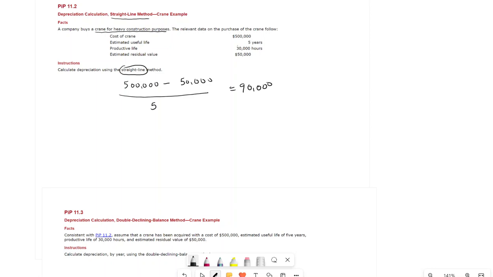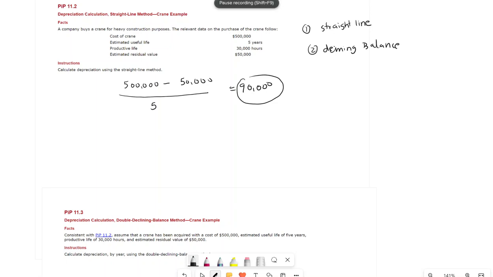Now, why did they give us the productive life? This is if the question was asking you to do a different type of method, and I wanted to explain a little bit more. There are different depreciation methods, and this is the one we just did. It is the straight line method, which means you'll have the same depreciation per year. Then we could also do a diminishing balance, or a double diminishing balance. Then we could also have an activity method, which is another way of saying units of production. The fourth one will be the sum of the years' digits method.